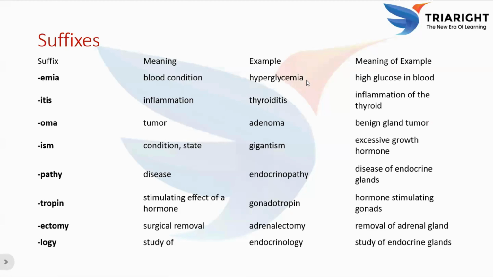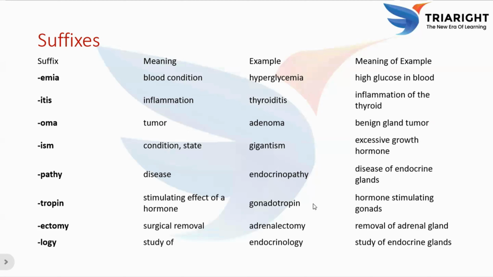What do you mean by hyperglycemia? High glucose in blood, which means high blood sugar. Itis means inflammation. For example, thyroiditis. Thyro means thyroid, itis means inflammation, so inflammation of the thyroid. And oma means tumor. So adenoma is a benign gland tumor. Ism means condition. Pathy means disease. Tropin means stimulating effect of a hormone.